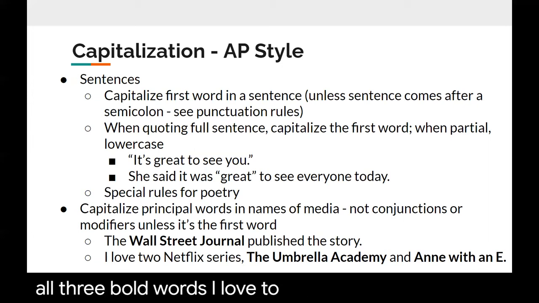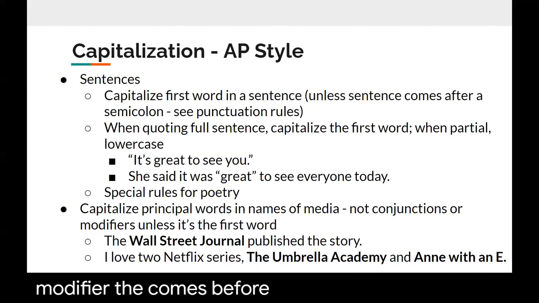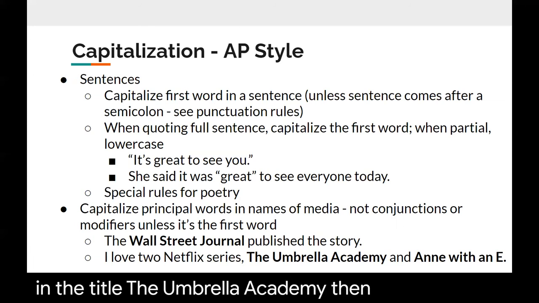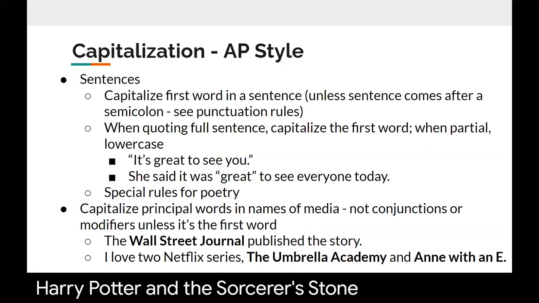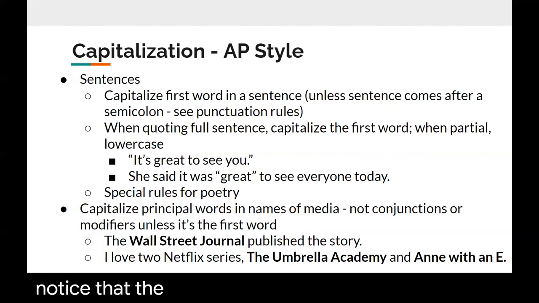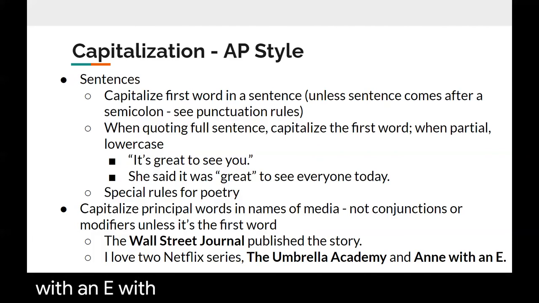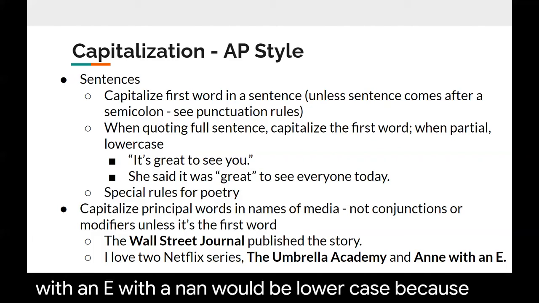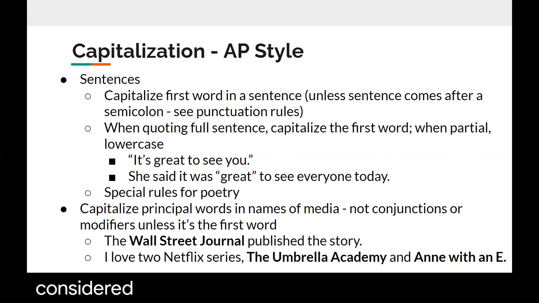I love 2 Netflix series, The Umbrella Academy and Anne with an E. Because the modifier "the" comes as the first word in the title, The Umbrella Academy, then "the" is capitalized. However, when we're talking about Harry Potter and the Sorcerer's Stone, you will notice that "the" is not capitalized because it is not the first word in the title of that book. Same with Anne with an E. With and an would be lowercase because they are modifiers, where Anne and the letter E here are considered principal words for that title.